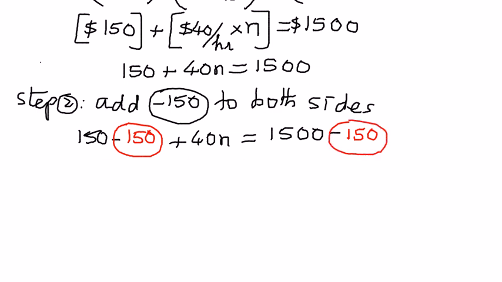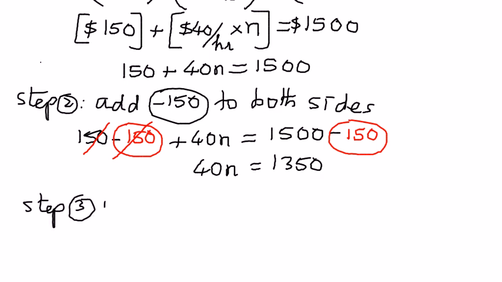The positive 150 and negative 150 cancel out, leaving us with 40n is equal to 1350. 1500 minus 150 is equal to 1350. Therefore we want to find the value of n, not 40n. So we will bring that in the next step.